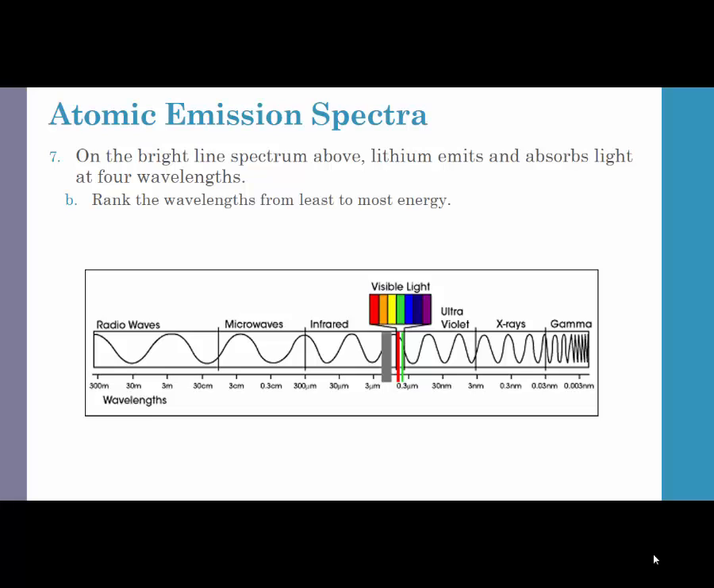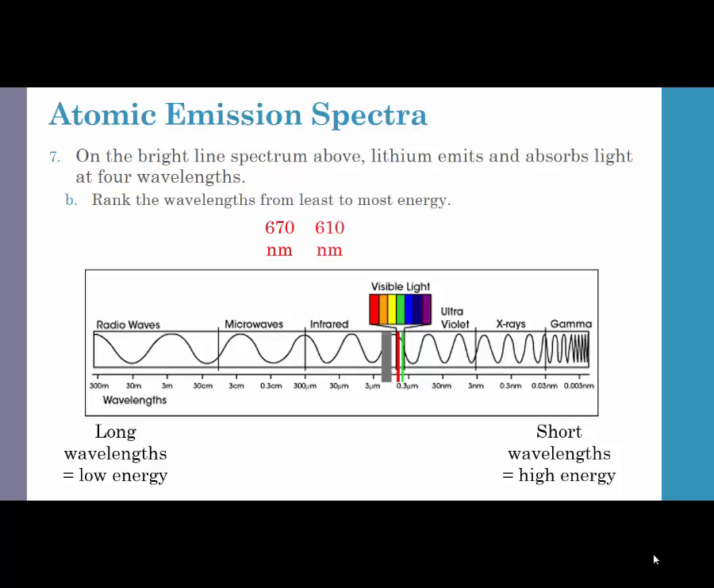Long wavelengths like radio waves are going to be low energy, whereas really short wavelengths are going to be high energy. So I need to rank this from least energy to most. So I'm basically going to rank this from longest to shortest wavelength. So 670, 610, 500, 460 nanometers.